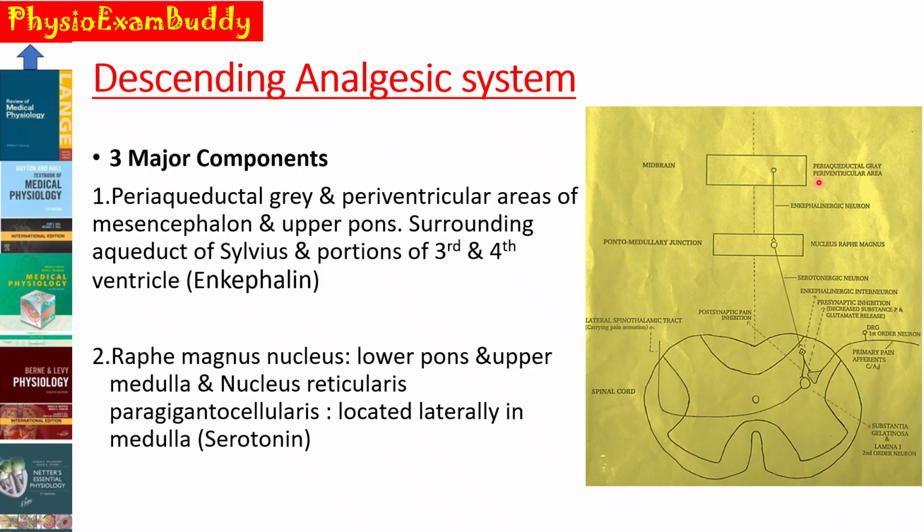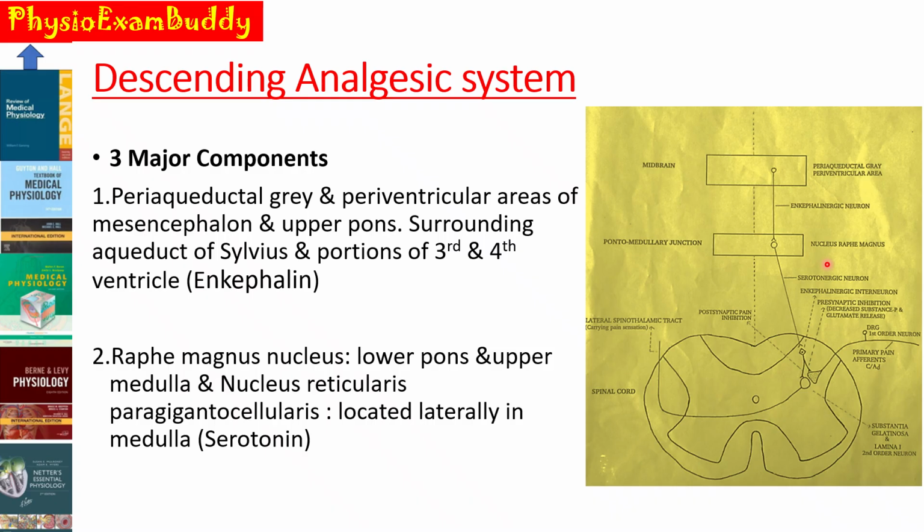So the first component is the periaqueductal gray as well as the periventricular areas of the mesencephalon as well as the upper pons surrounding the aqueduct of Sylvius and portions of the third and fourth ventricle. This forms the first component of the descending analgesic system, and from this area the neurotransmitter secreted is the enkephalins. So neurons from these areas will send the signals to the area number 2. And the area number 2, it includes this one.